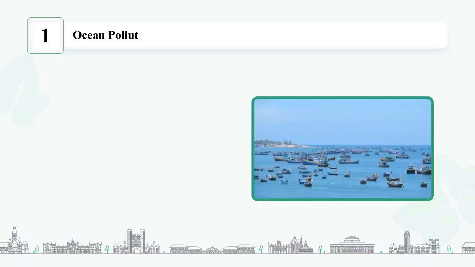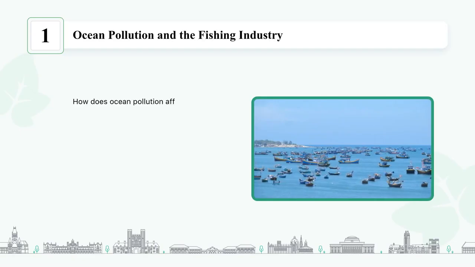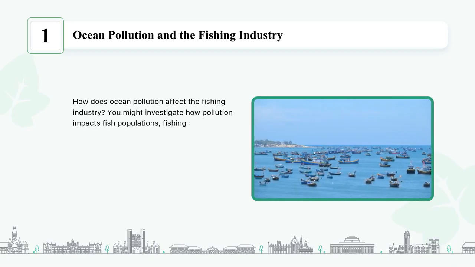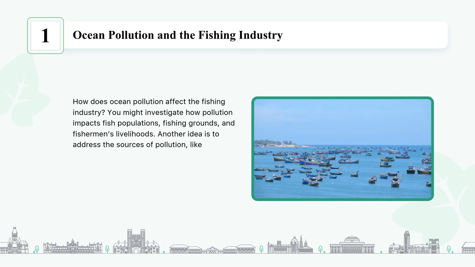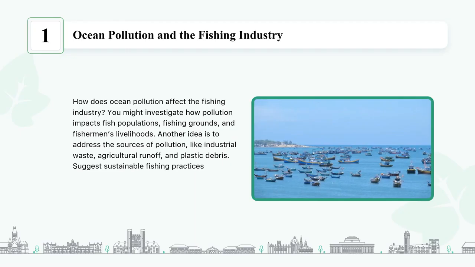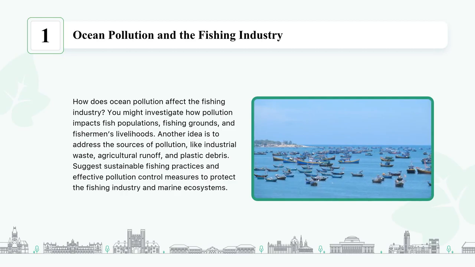Ocean pollution and the fishing industry. How does ocean pollution affect the fishing industry? You might investigate how pollution impacts fish populations, fishing grounds, and fishermen's livelihoods. Another idea is to address the sources of pollution, like industrial waste, agricultural runoff, and plastic debris. Suggest sustainable fishing practices and effective pollution control measures to protect the fishing industry and marine ecosystems.